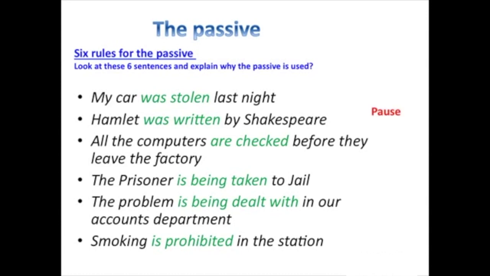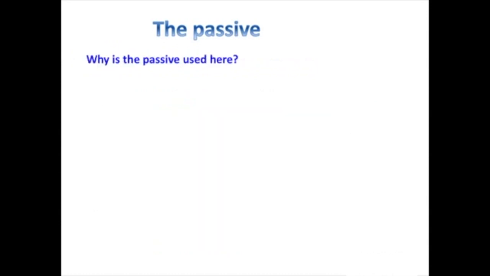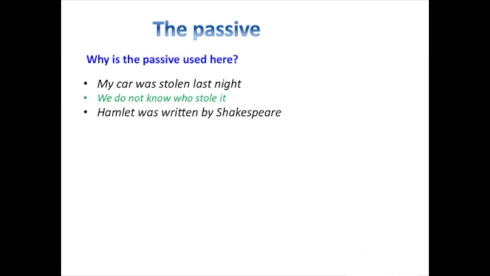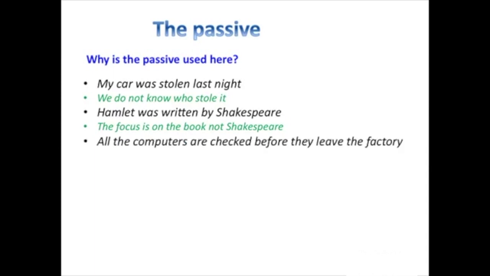Okay, the answers. Why is the passive used here? My car was stolen last night. Well, we do not know who stole it. Hamlet was written by Shakespeare. The focus is on the book, not on Shakespeare the doer. All the computers are checked before they leave the factory. It is not important to know who checks them.